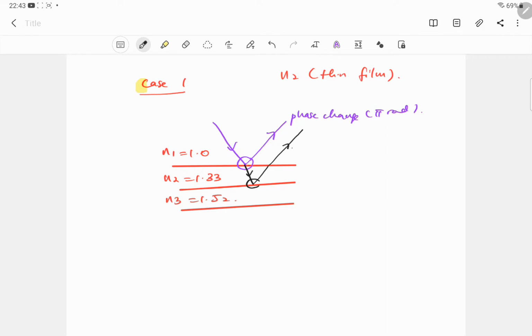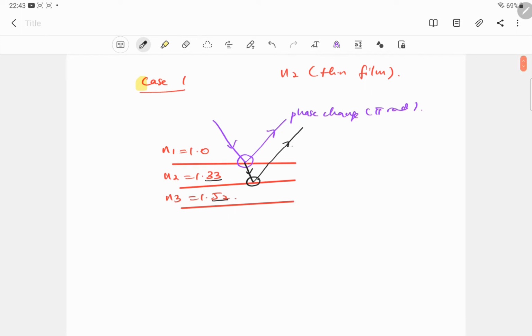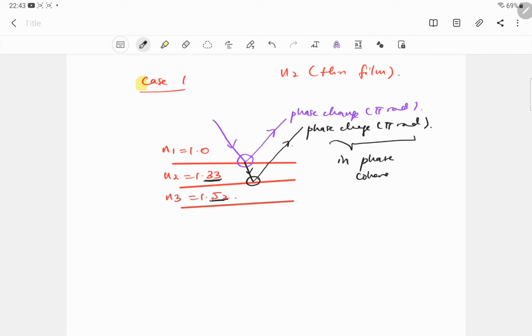Alright, so case kedua kita lihat sini, daripada less to denser medium. Okay, so ada phase change juga sebanyak pi radian. Okay, so the two rays, okay, have the phase change of pi radian. So kita akan anggapkan ini sebagai in phase coherent source. Okay, in phase coherent source.